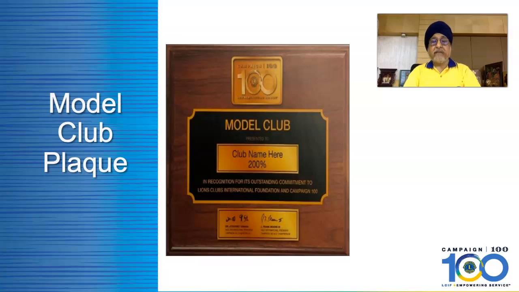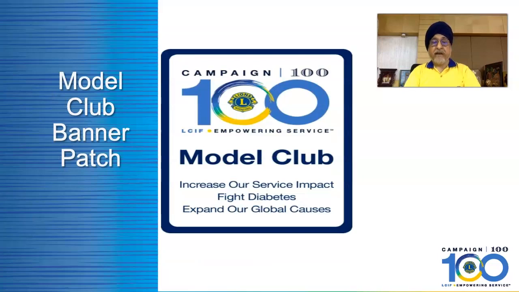Also, the club gets this model club plaque, with the club name written on the plaque. Whether it is a model club, a visionary model club, or a 200% model club, it is mentioned on the plaque. And my friend, there is also a model club banner patch given to the club. The model of the patch is given here. This is the banner patch which is awarded to the model club.